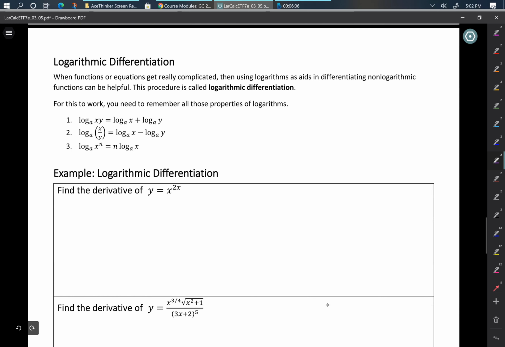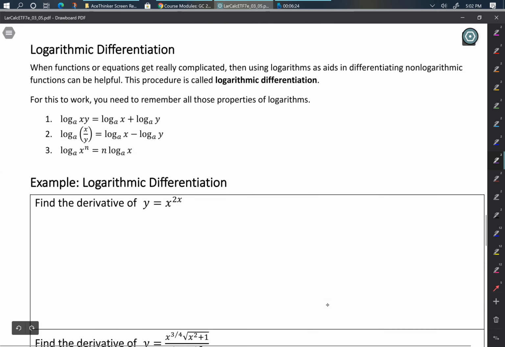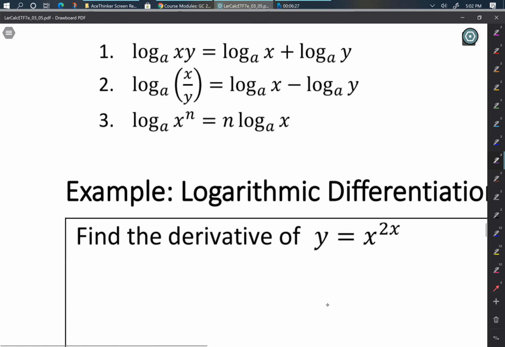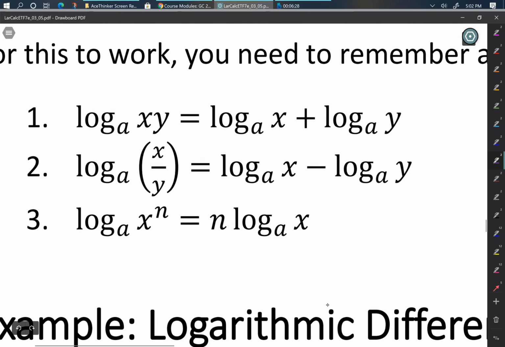All right, so logarithmic differentiation is a technique where you can use logarithms and the properties of logarithms as an aid in differentiating non-logarithmic functions. Right? For this to work, though, you have to know all of your properties of logarithms. So do you remember these properties of logarithms?